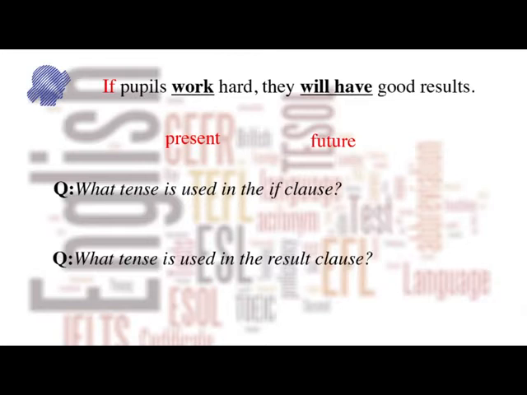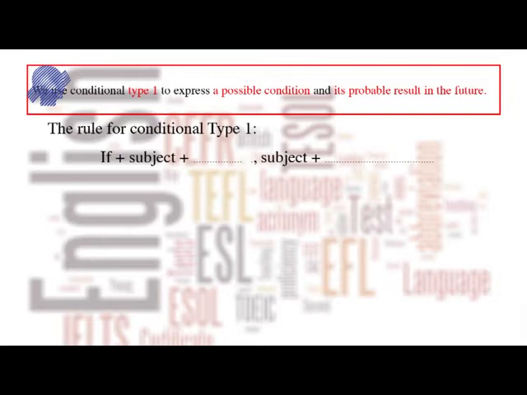Let's together fill in the gaps to get the rule of the first type of if clauses. If plus subject plus the gap, comma, in the second clause, subject plus gap, right? Let's correct it. If plus subject plus present, okay? And then in the result clause, subject and future. Of course, we use this type of conditional, type 1, to express a possible condition and its results in the future.